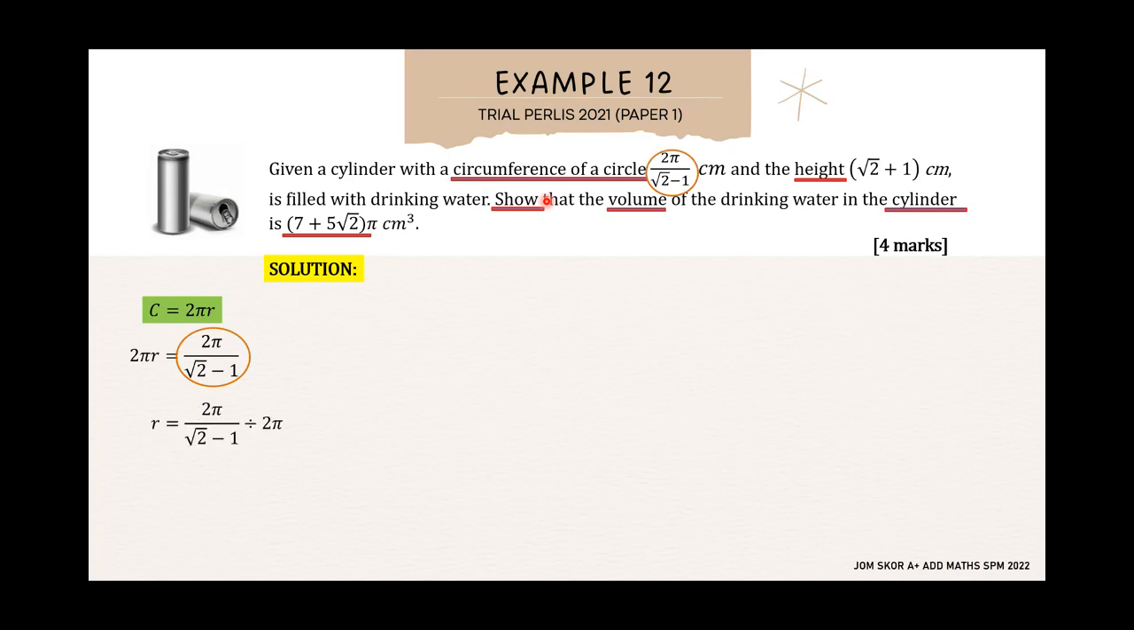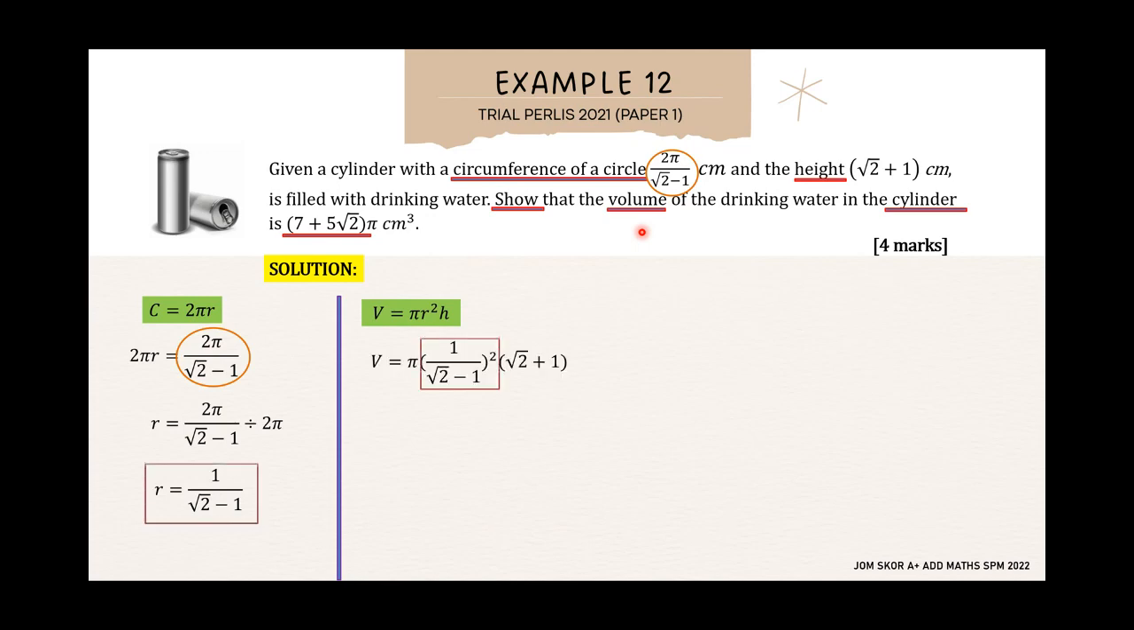Kemudian nak cari nilai r. Nilai r samalah juga dengan 2 pi over sec 2 minus 1, divided by 2 pi. Macam r, jadi 2 pi bawa di sana. Okay. So, bila you bagi, kita akan dapat nilai ini. r bersamaan dengan 1 over sec 2 minus 1. Itu saya nilai r. Okay, sekarang dia bagi apa lagi? Dia bagi volume. Volume apakah formulanya? Volume is equal to pi r square times h. So, r dah ada. Okay. Height pun dah ada. Betul?